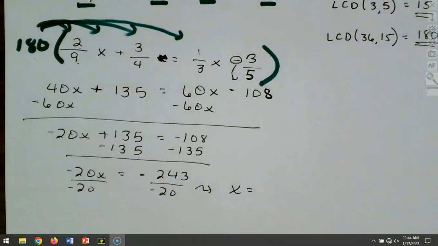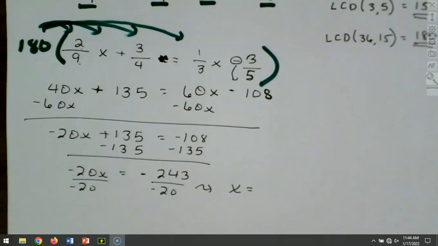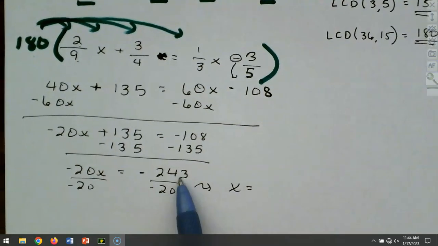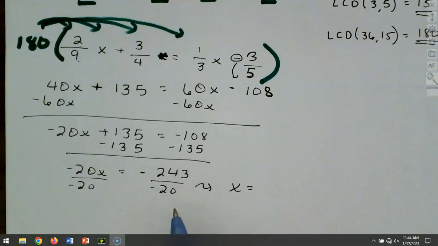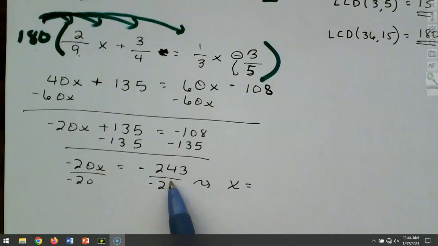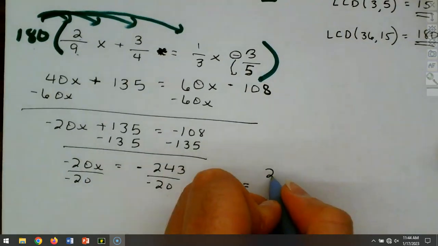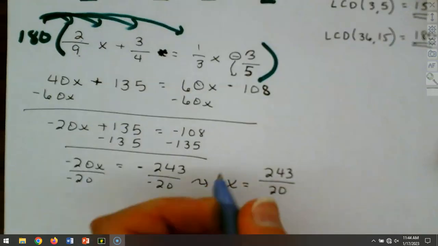And sometimes they'll reduce. Many times they won't though. Now, how can I see that this is not going to reduce? I look at my 243. Okay, 243 is an odd number. Down below we have 20 and it's an even number. So they're not going to have 2's in common. This has a 5 and a 10. The top one doesn't have a 5 or a 10. So those are not going to reduce. So I would just leave that then as 243 over 20.